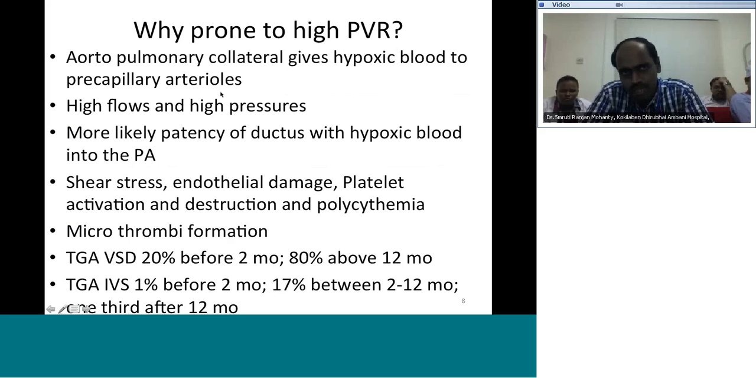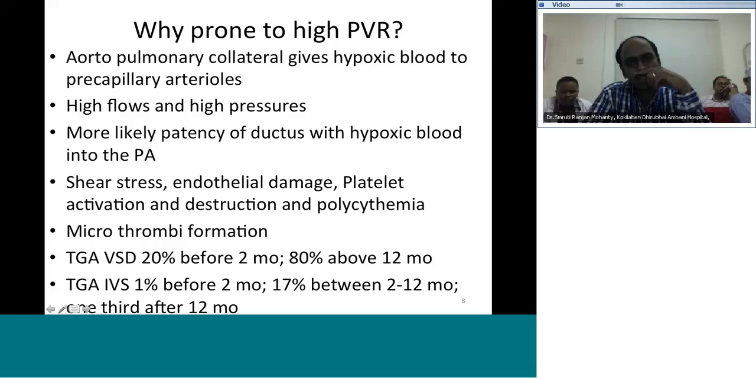When the aorta is pumping blood through these aortopulmonary collaterals into the precapillary arterioles, there is a high flow and there is a high pressure. So this causes shear stress and endothelial damage of the pulmonary capillaries. The arteriolar level endothelium has shear stress and endothelial damage.